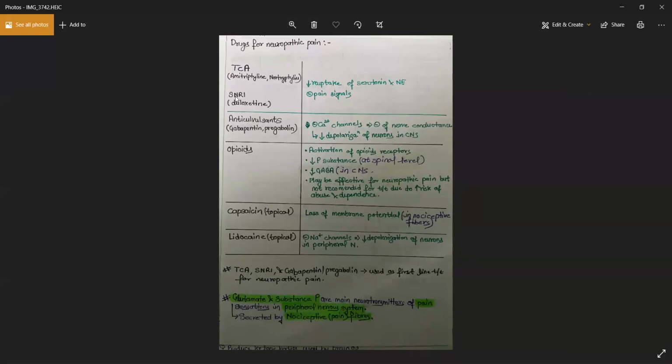The TCAs, SNRIs, and anticonvulsants are the first line therapy you will use for neuropathic pain. Glutamate and substance P are the major neurotransmitters that are responsible for the pain. To inhibit that, you either can increase the GABA concentration so that the pain would decrease, or you can inhibit the calcium channels, or inhibit the sodium channels to decrease the pain, right? Ultimately, you want to decrease the nerve impulses. So please remember TCA, SNRI, anticonvulsants for the first line therapy. Then you can use capsaicin topical cream, lidocaine, and finally, if none of the drugs work, you can use the opioids also. Any doubt?